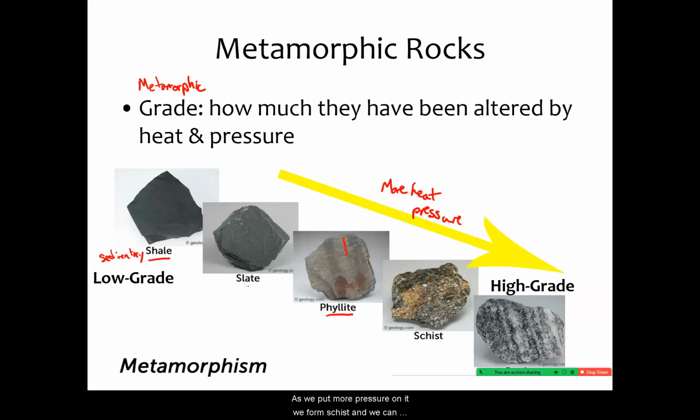As we put more heat and pressure on it, we form schist, and we can start to see some of those mineral crystal grains, and they sparkle because of the identity of those crystals. And then the furthest we go is gneiss, spelled G-N-E-I-S-S, like we're crazy. So when I say the word gneiss to describe a rock, it's got its silent G.